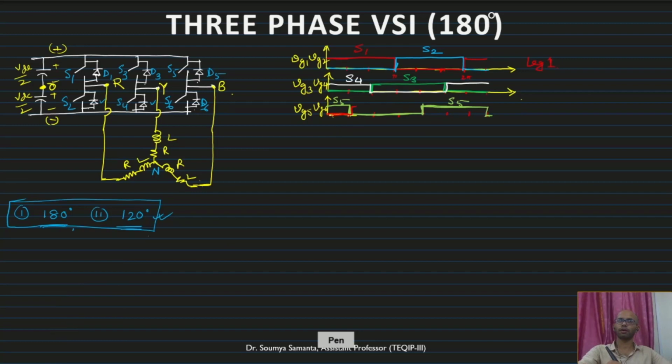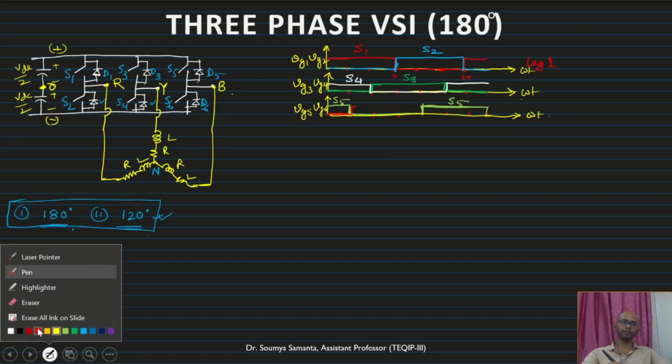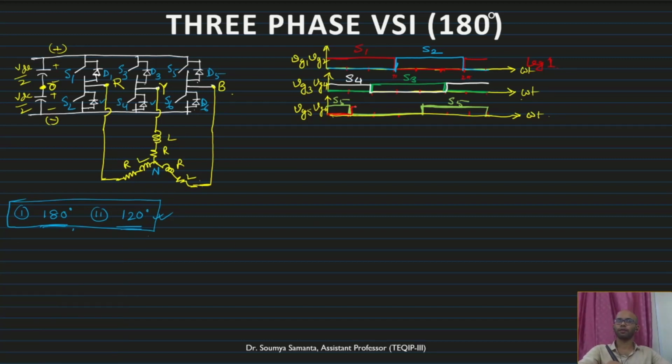Just hold on. Let me draw the axis here. This is omega t. Bring the red. So red will be on, then it will be off, remain off, and then it will be on. So this is S6. So this is the gating pattern.